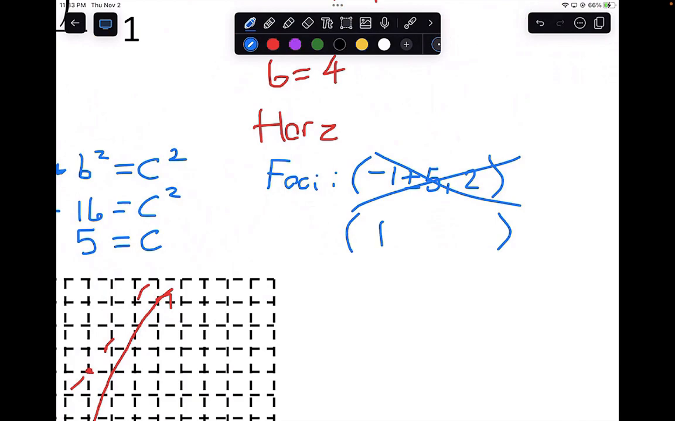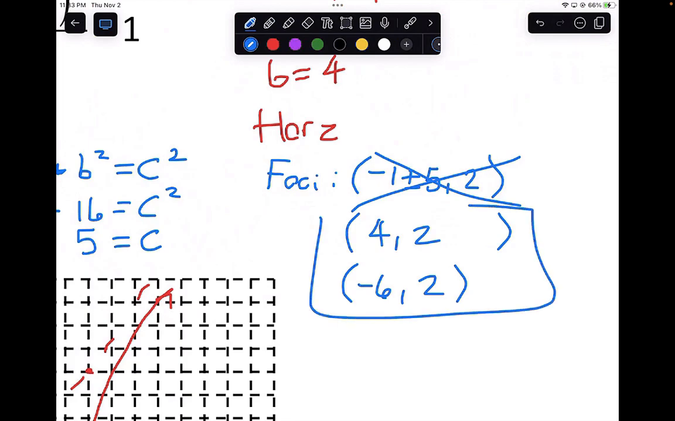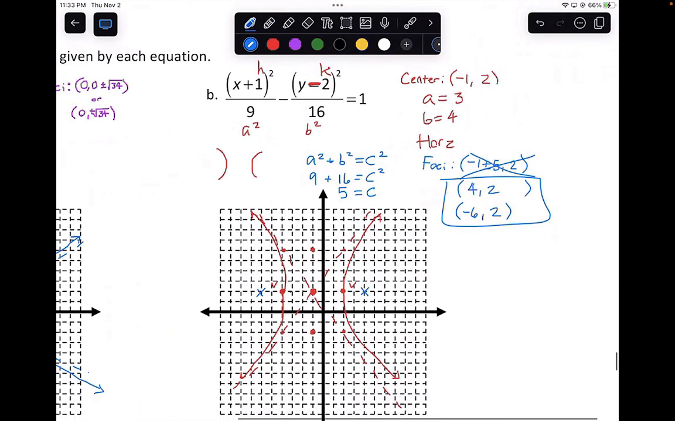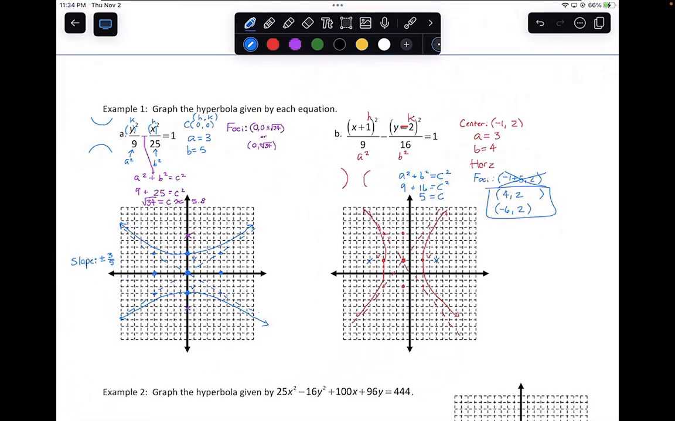-1 plus 5 would be 4, so you can go 4, 2, and then the other one, -1 minus 5, would be -6, comma 2. Those would be your 2 foci points. That's kind of a weird one where it doesn't come out as a radical, so you can simplify it a little better. Should be pretty straightforward.